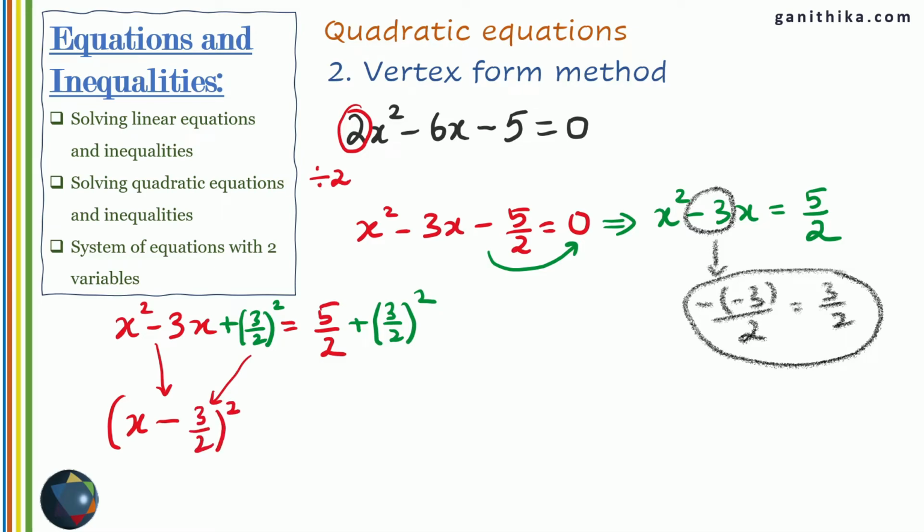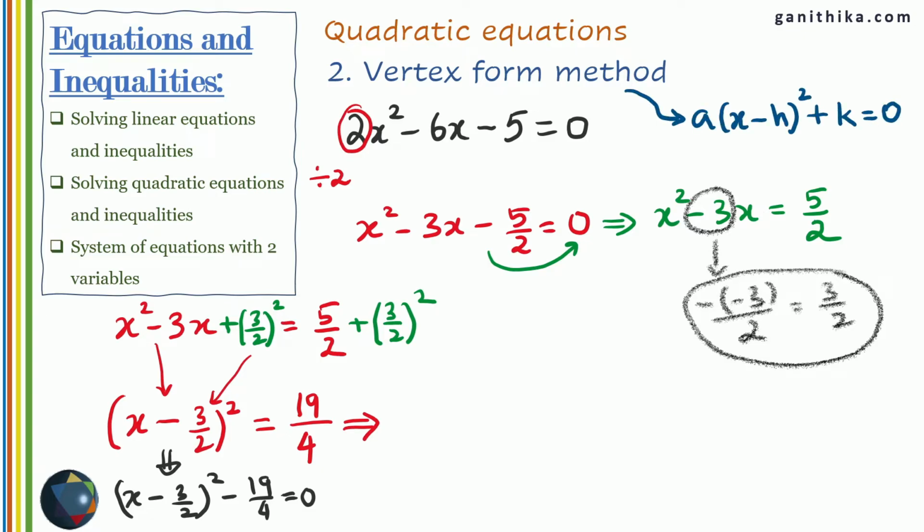The reason for this can be explained in your classes in a more detailed way, but here I'm just giving you how to do this. So I'm not going into detail about why this is happening. For that you can go to ganitika.com, which I will explain soon. And for the right hand side, you can simply calculate what the value is. So this is what you are going to get as an equation here. Before going further, you can see that this is of the form x minus 3 over 2 the whole square minus 19 over 4 equal to 0. This is the vertex form method. If you write the quadratic equation in this form, this is called vertex form. So you are using the vertex form to find the solution of the given quadratic equation.